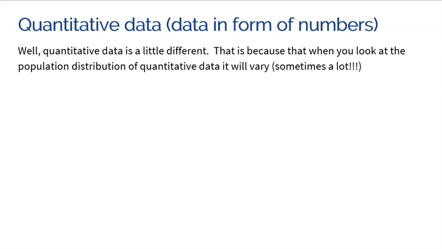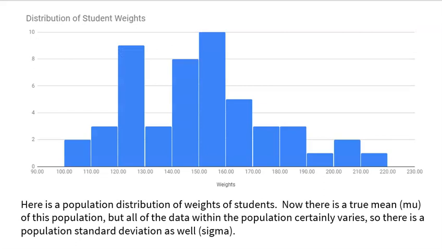Let's look at an example of students, right? Here is a distribution of the population of all the weights of students. Weights are quantitative, they're numbers. So here is all the students. Now, this data set does have a true mean, right? I mean, if this is a population, there is going to be a mu, one number that represents the mean of all the students. But each of those individual students is going to vary. And that's why there's a standard deviation that comes with that population as well. Again, with proportions, the population is one number. There is no standard deviation because populations don't vary for proportions. But for means, the population is going to vary.